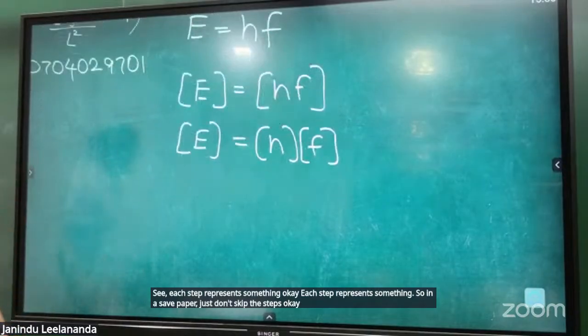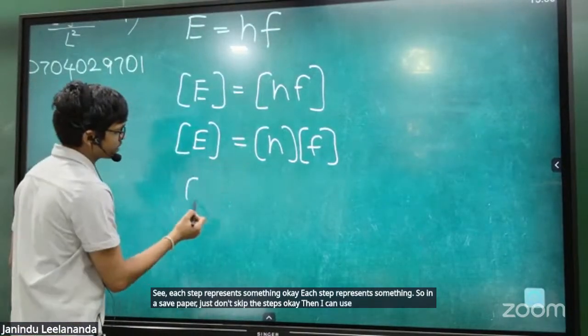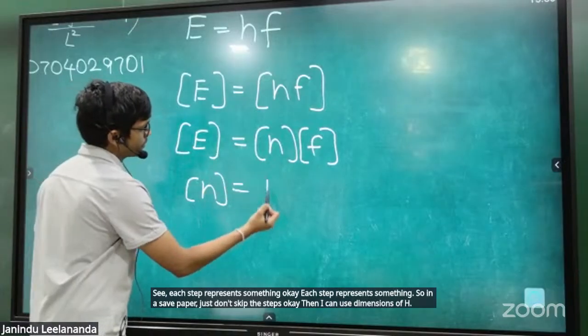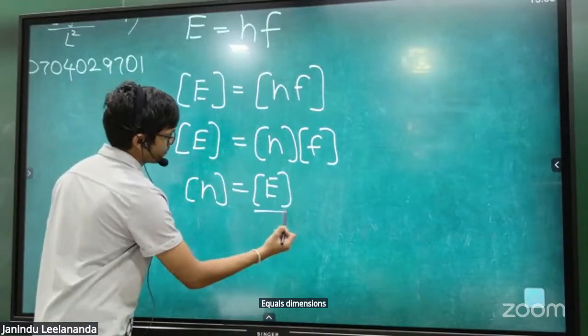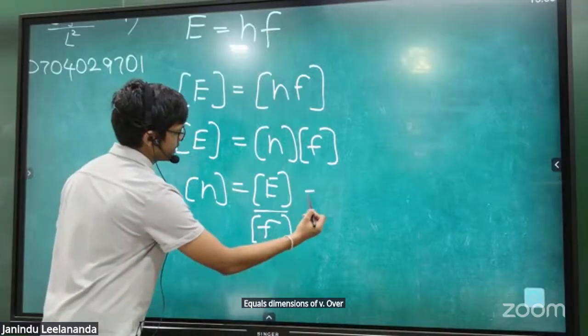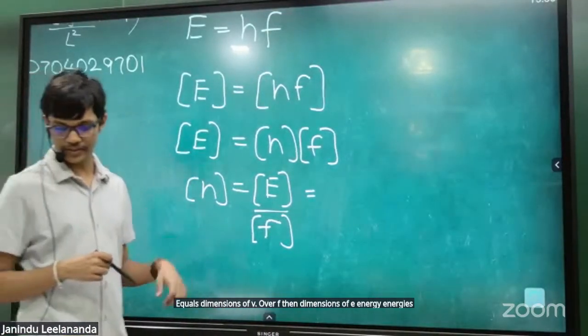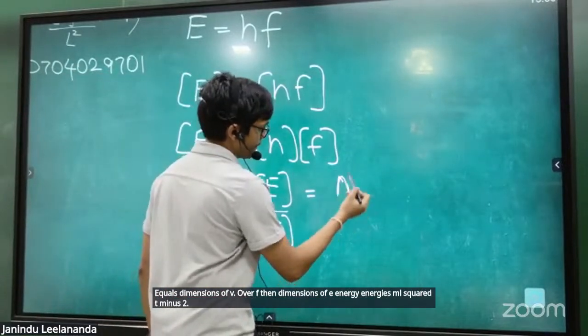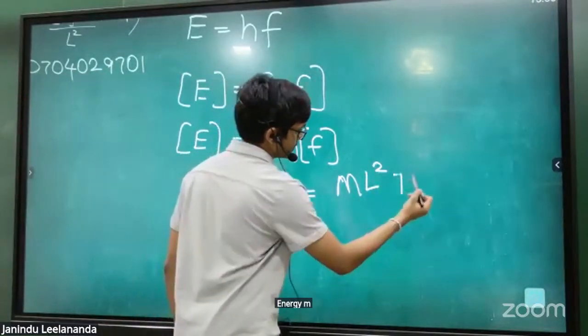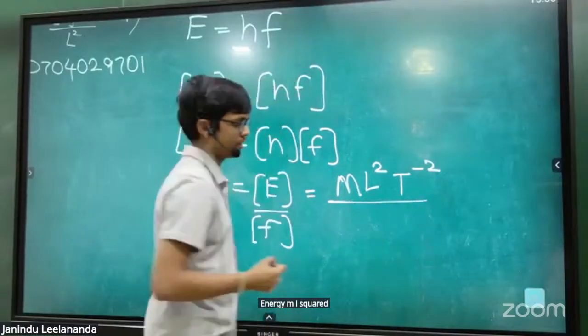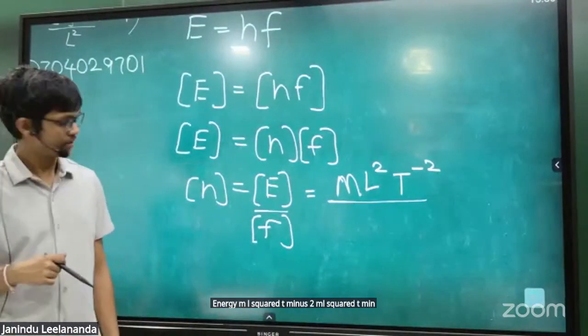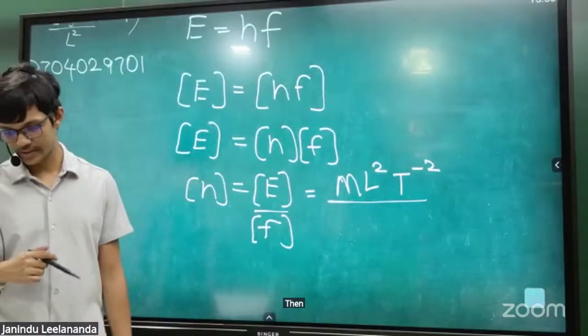Then I can use dimensions of h equals dimensions of E over f. Then the dimensions of E, energy, is M L squared T to the minus 2. Then f, frequency, is T to the minus 1.